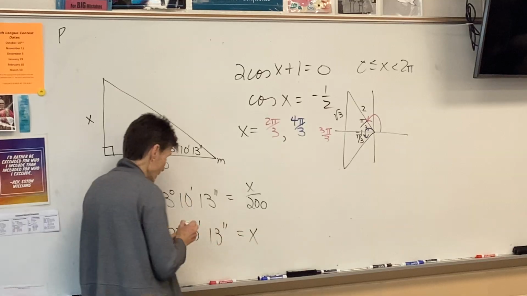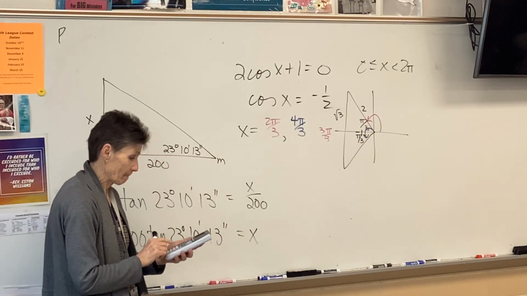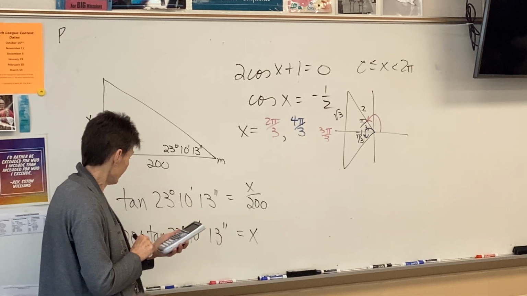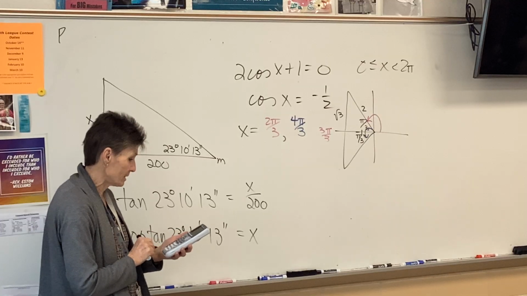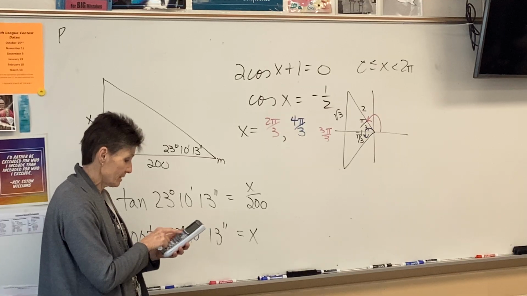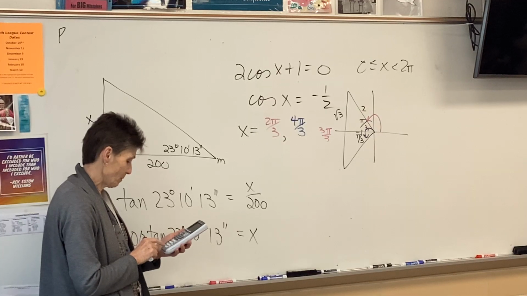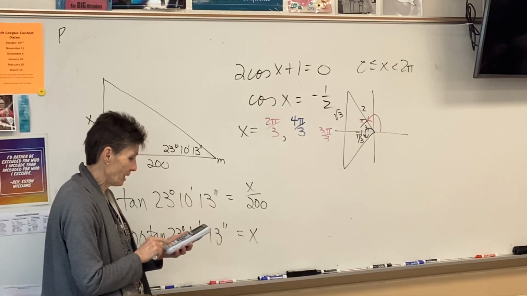All right, let's make sure we all know how to type that in on our calculator. 200 tangent, 23. Remember how to do this? Second angle degrees. 10 second angle minutes. And what do I do about the seconds? 13, alpha plus.